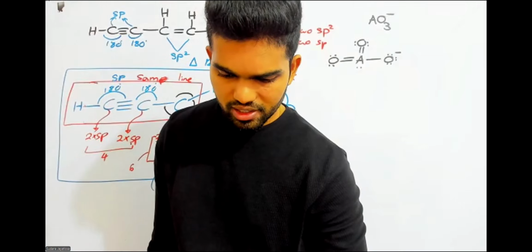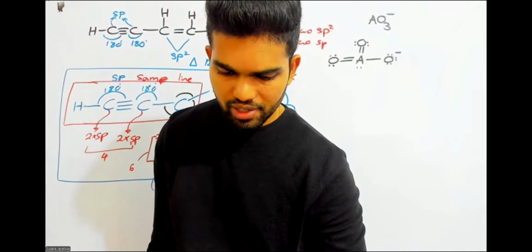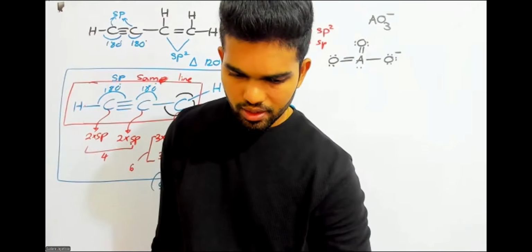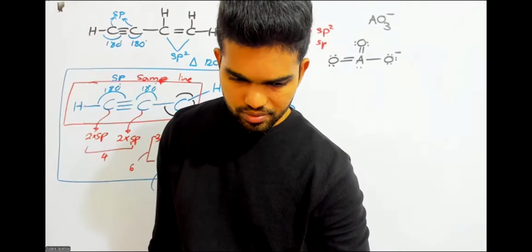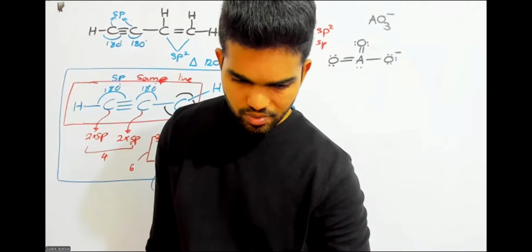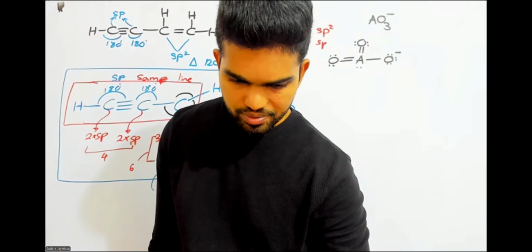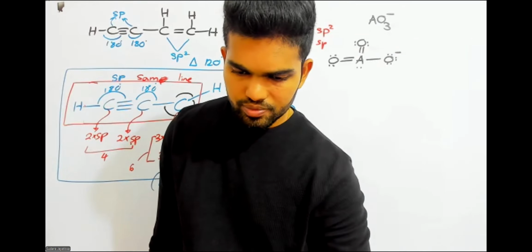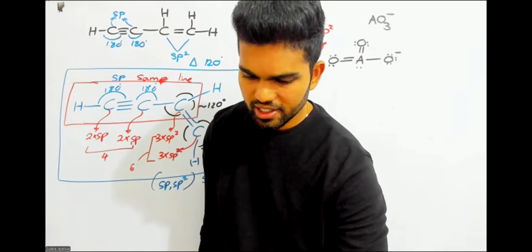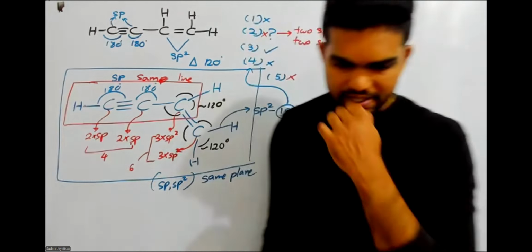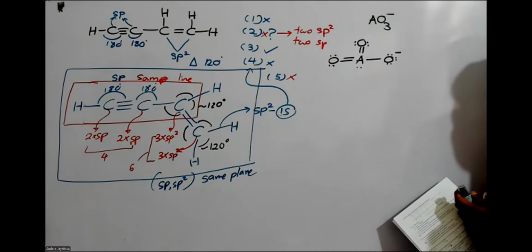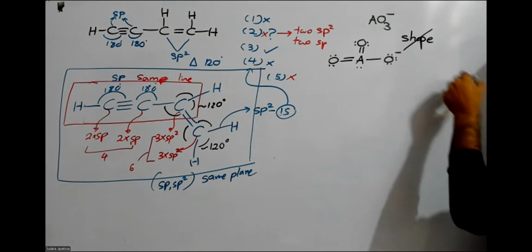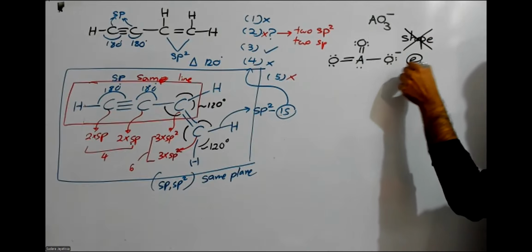Give me a second to check the actual paper. This is a typed one by me, no? So give me a second. That is AO3 minus. It says the shape. Yeah, so it's a mistake, right? So let's correct it and get the answer. Let's say it is not the shape. Cut the shape and write electron pair geometry.